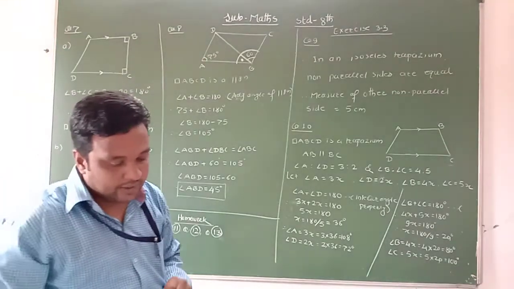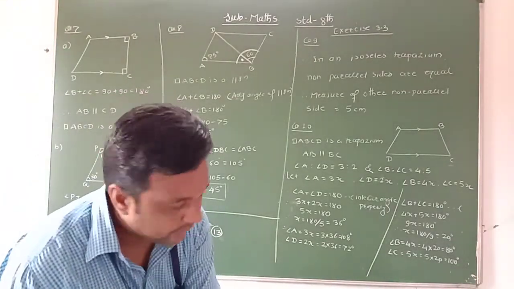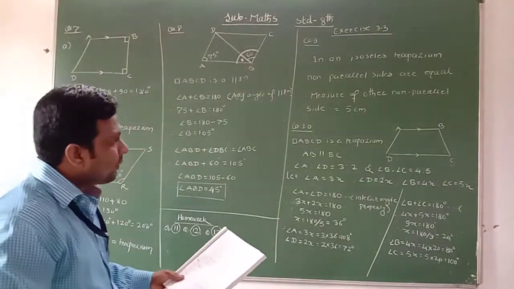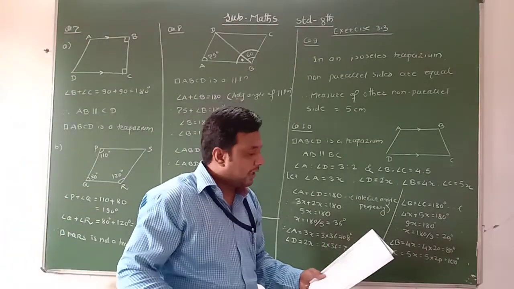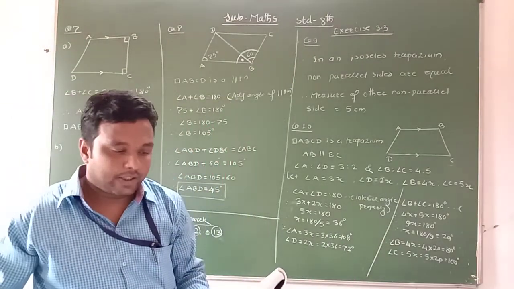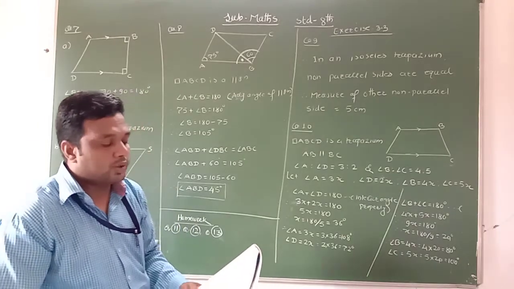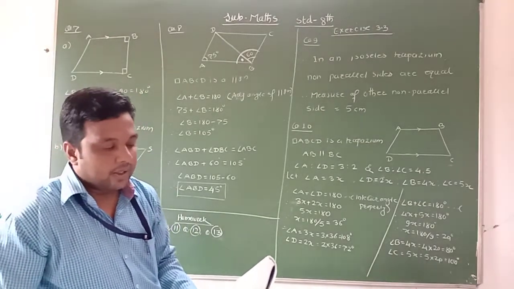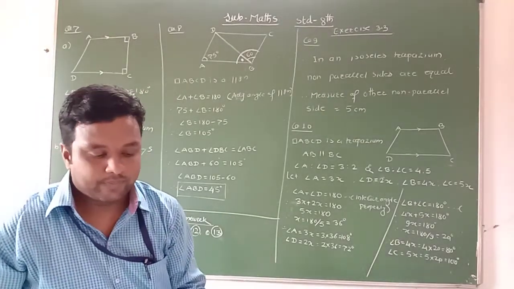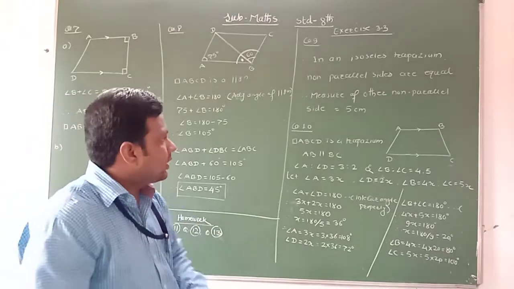Question number 10 is: given a trapezium ABCD, AB is parallel to DC. Angle A is to angle D is given as 3:2. Angle B is to angle C is given as 4:5. Find the angles of the trapezium. The figure is not given.